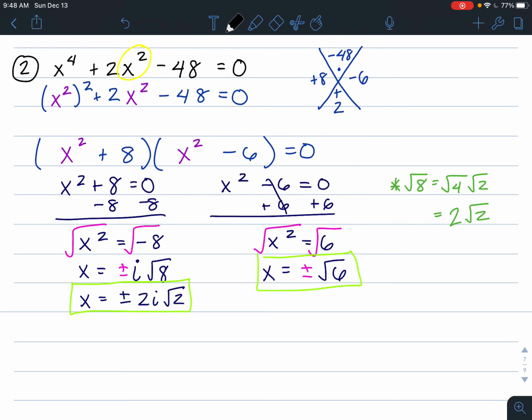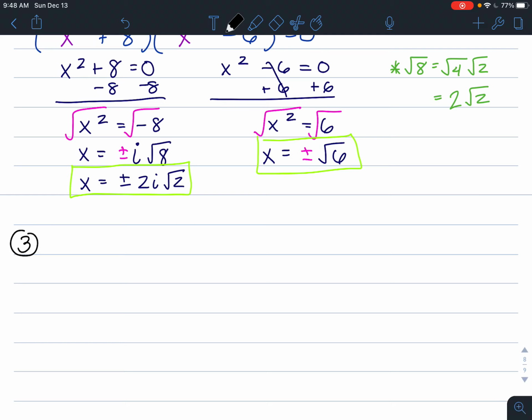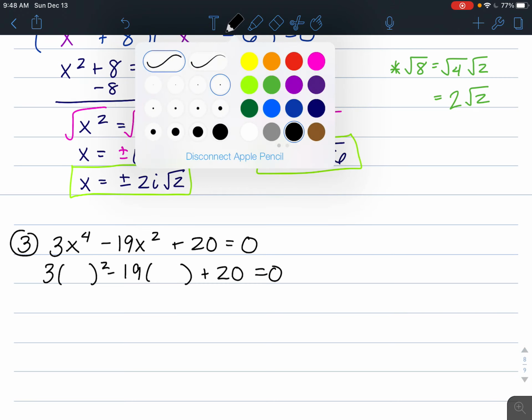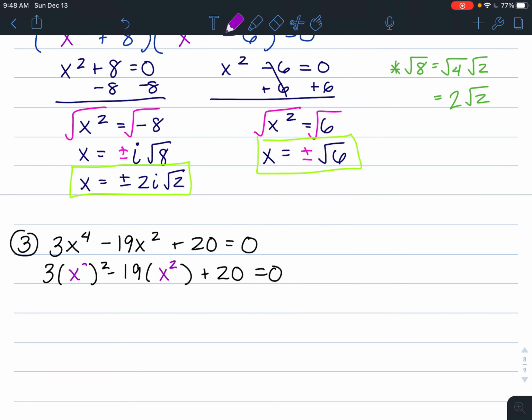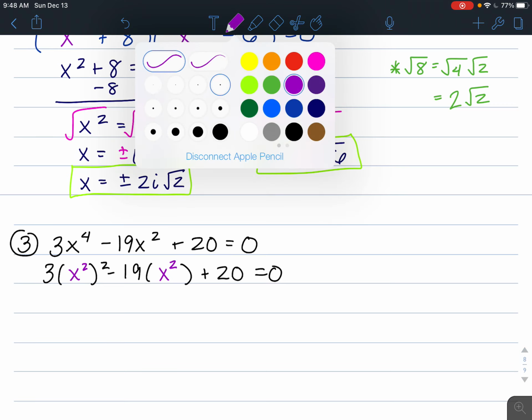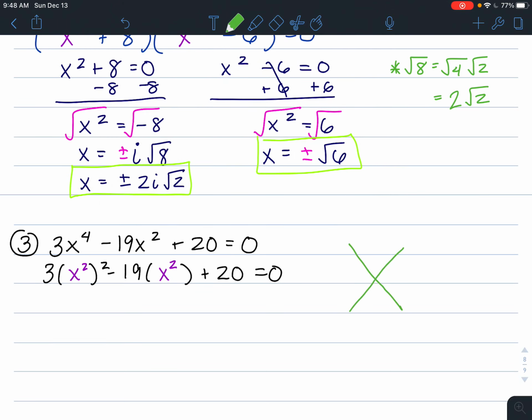So let's look at one more problem, and let's just bump the factoring up a little bit. So let's look at something like, let's do this one. So for our final example, we're going to do 3x to the 4th minus 19x squared plus 20 is equal to 0. So the first thing I'm going to do is notice that I can make this into quadratic form. Right? So if my middle variable is x squared, then x squared squared is x to the 4th, so this fits the pattern. And then I'm going to go ahead and factor.